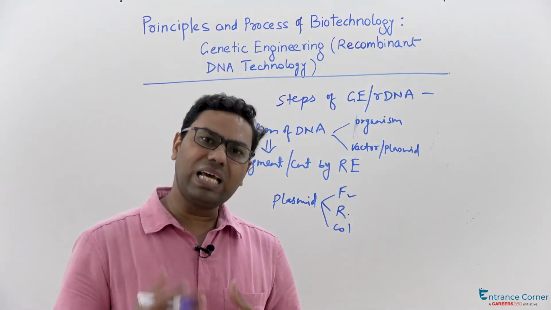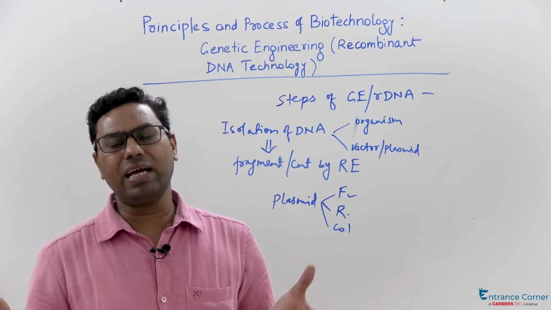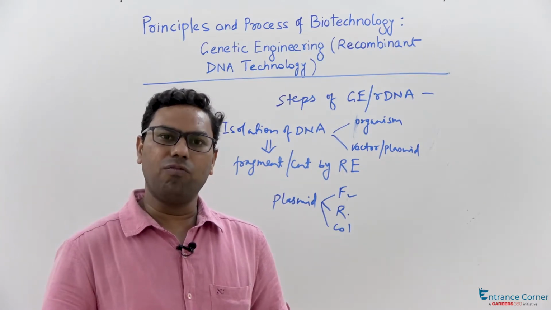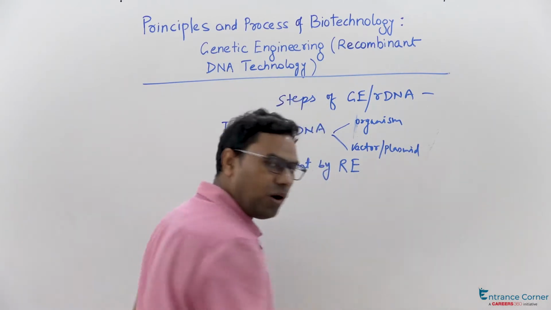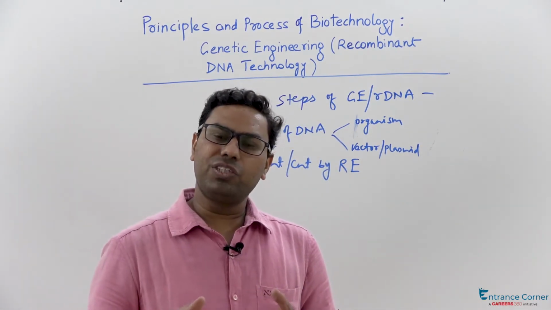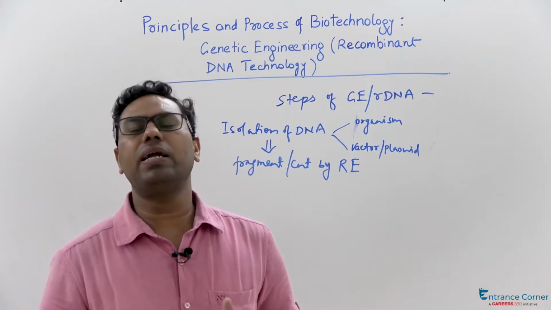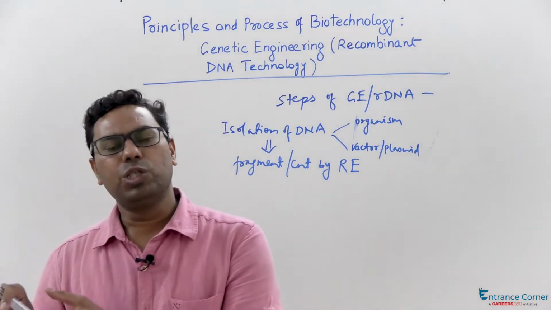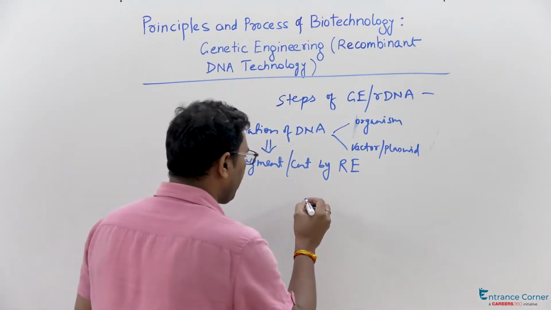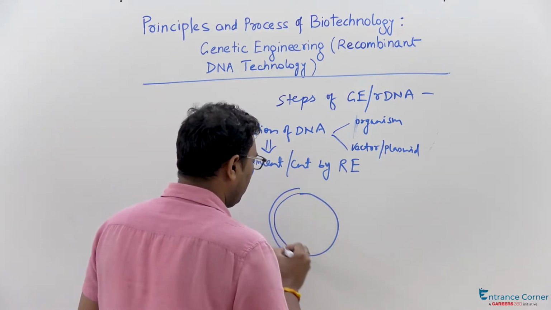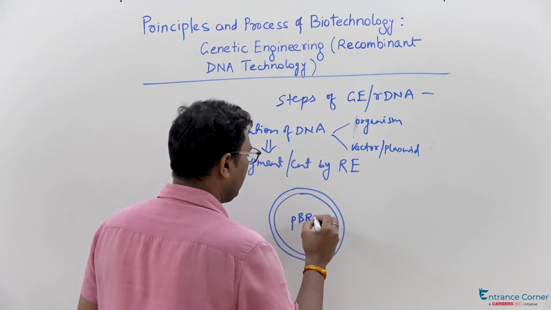So this kind of plasmid always helps the bacteria to acquire certain qualities, so that the bacteria can survive in a particular environment in a better way. So plasmids are very important and wonderful molecules present in the bacteria, and they replicate independently from the bacterial genetic system. Suppose this is the plasmid; an example of a plasmid is pBR322.